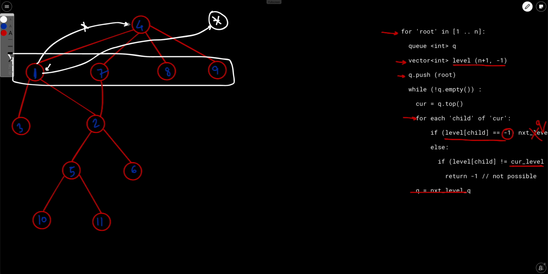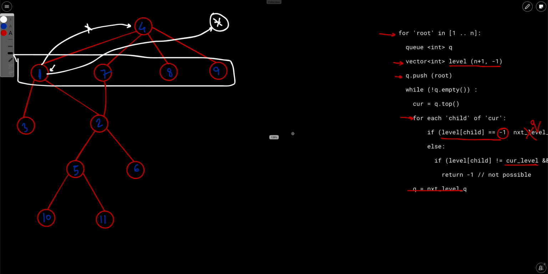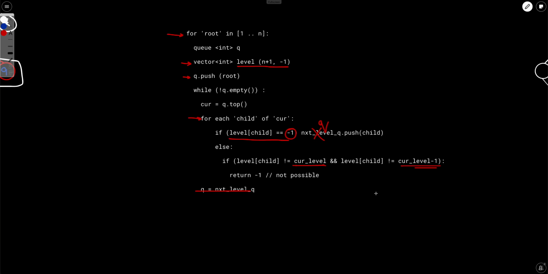So 1 was discovered because of 4, that is fine. But if 1 has an edge with X as well, then this is also okay, right? Because this is just the above layer. Anything just above me should be fine, and that's what we are checking with this condition. First thing is the current level. We are checking the current level because the children will be at the next level, so if the node is at the current level, that is fine. Similarly, we are checking current level -1 because of the parent.